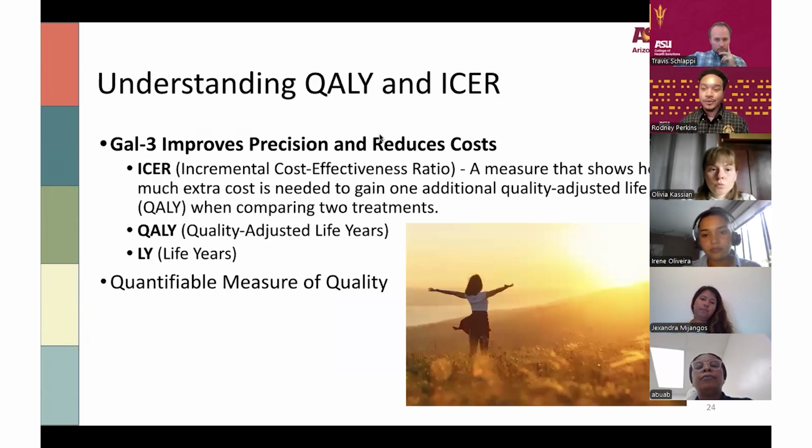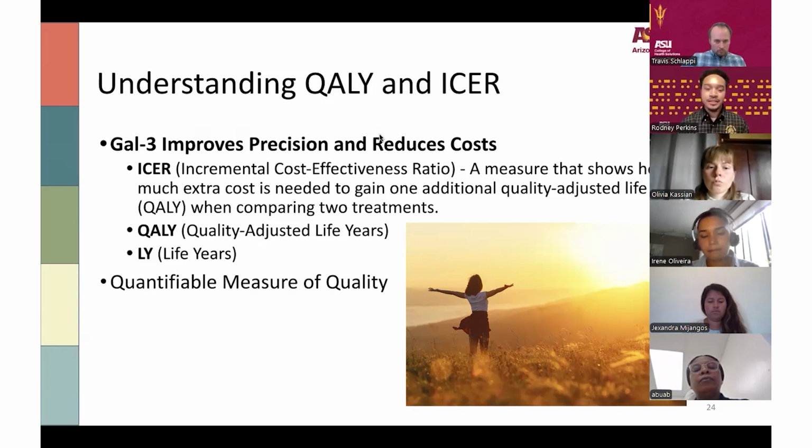So when we look at the economics of potentially integrating a galectin-3 staining test, we have to understand some key concepts, right? So galectin-3 can help to improve precision medicine and also reduce costs when we look at factors such as the ICER, which stands for the incremental cost effectiveness ratio, which is going to be a major player in pushing a galectin-3 staining test and promoting it to the FDA. So an ICER is a measure that shows how much extra cost is needed in order to gain one additional quality adjusted life year, a QALY, when comparing two treatments, right?